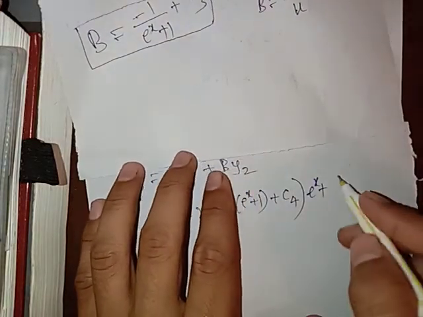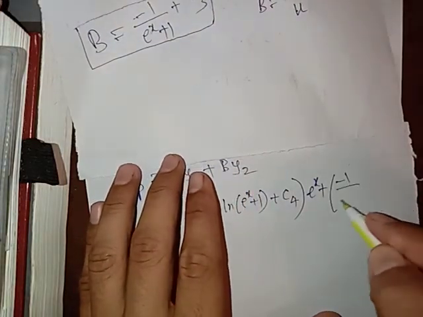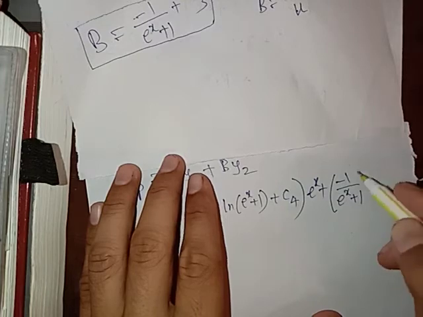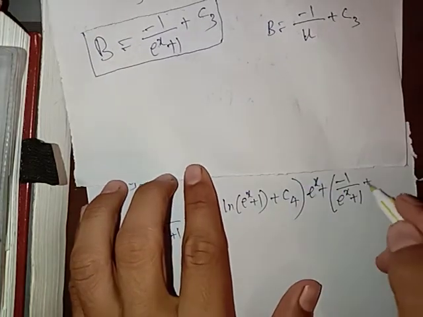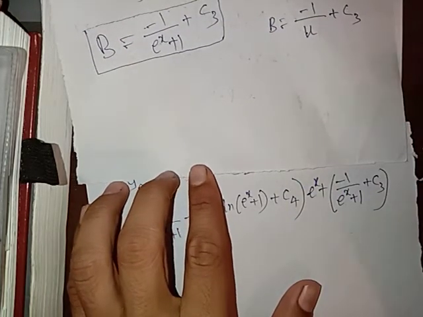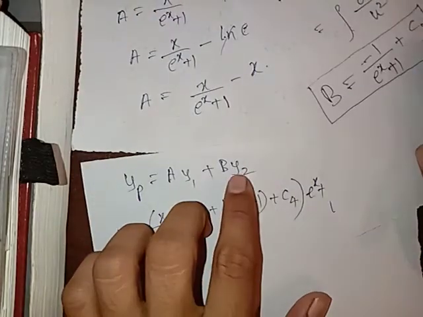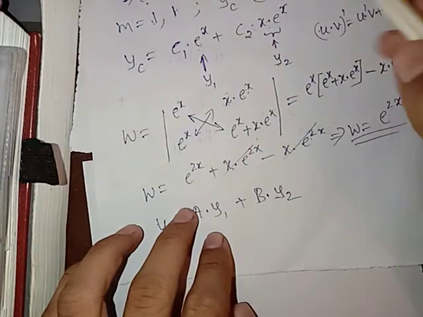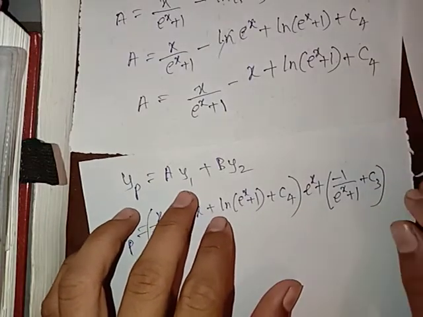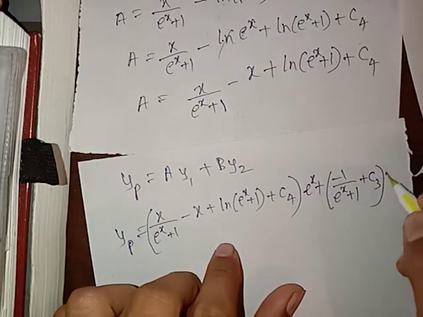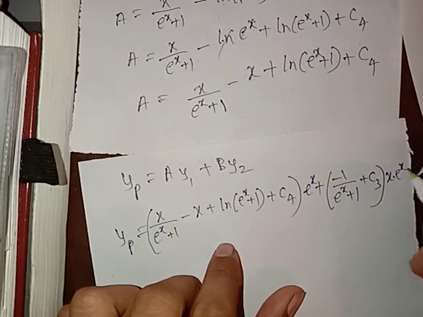So minus 1 divided by exponential of x plus 1 plus c3 into y2. What is y2? It is x into exponential of x. So x into exponential of x.